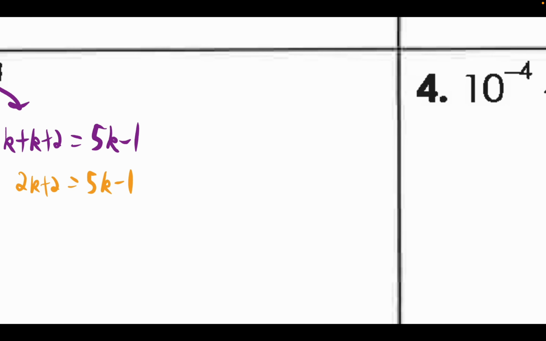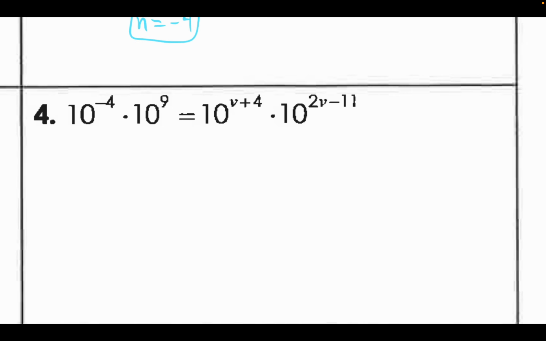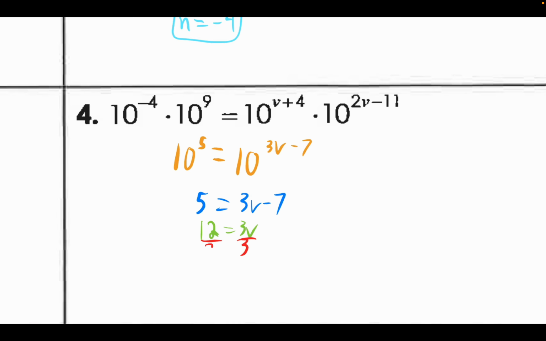So in number 4, multiple bases of 10, raised to exponents, so we're going to add these exponents. On the left, negative 4 plus 9 is 5, giving 10 to the power of 5. On the right, if we add these exponents, we get 3b minus 7 as we combine like terms. And so now we drop the base and set the exponents equal to each other and get 5 equals 3b minus 7. If I add 7 to both sides, I get 12 equals 3b. And then if I divide both sides by 3, I get b equals 4.